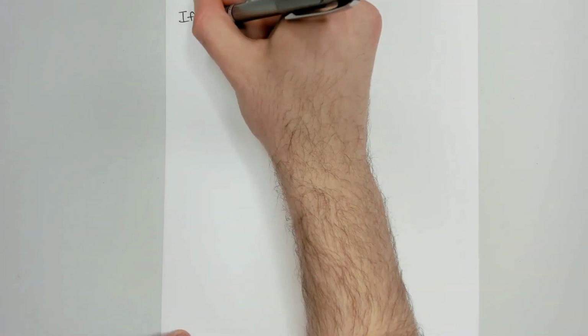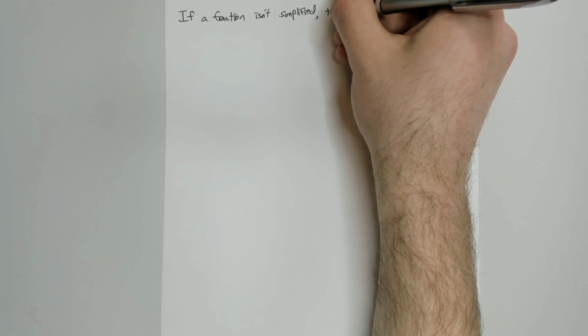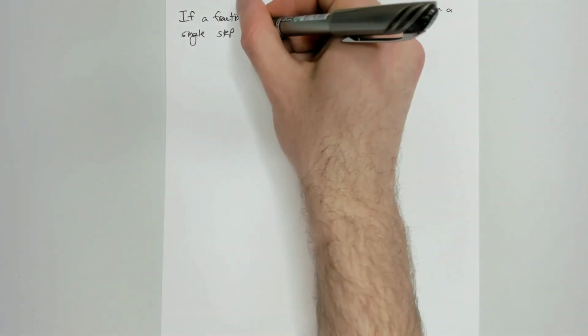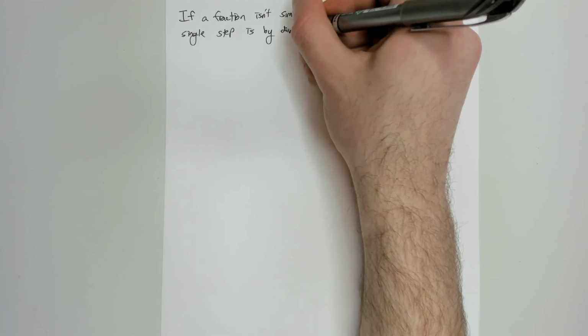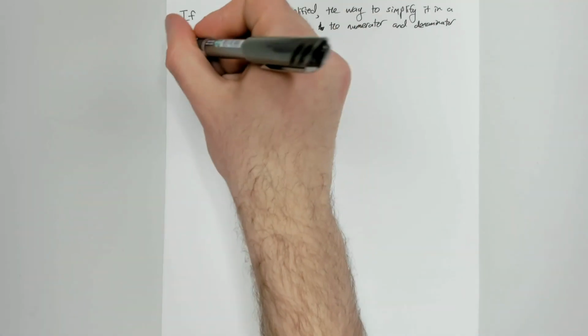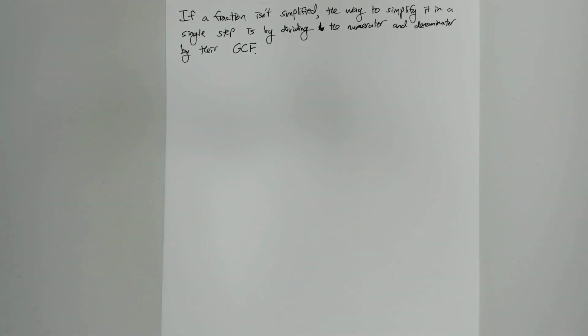So we could say that if a fraction isn't simplified, the way to simplify it in a single step is by dividing the numerator and denominator by their greatest common factor, right? Because we're removing the greatest thing that's common in both of them. So that's the biggest thing we'll be able to divide both by without getting a decimal. That's the biggest thing they're both divisible by.